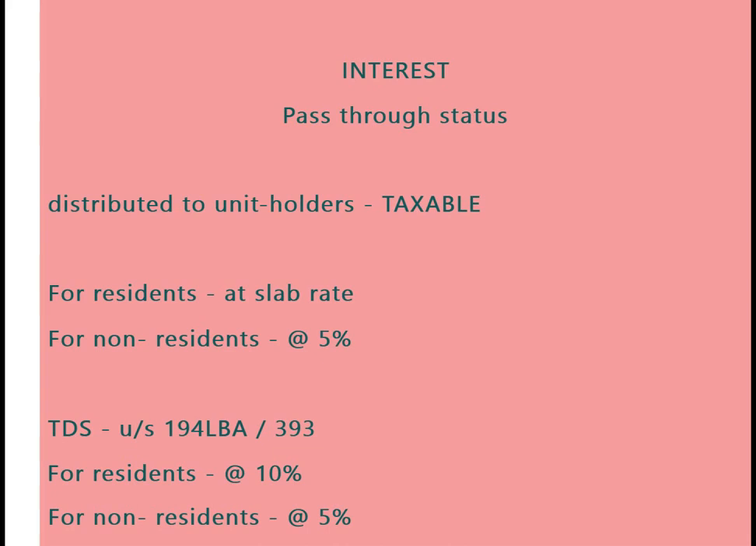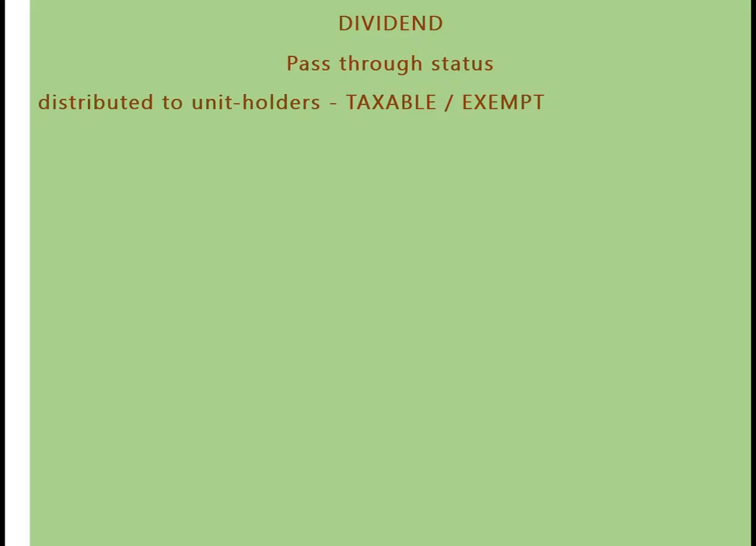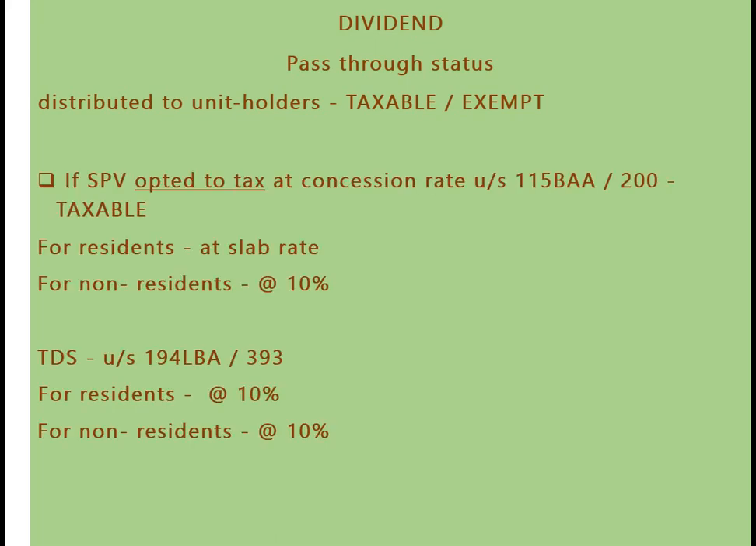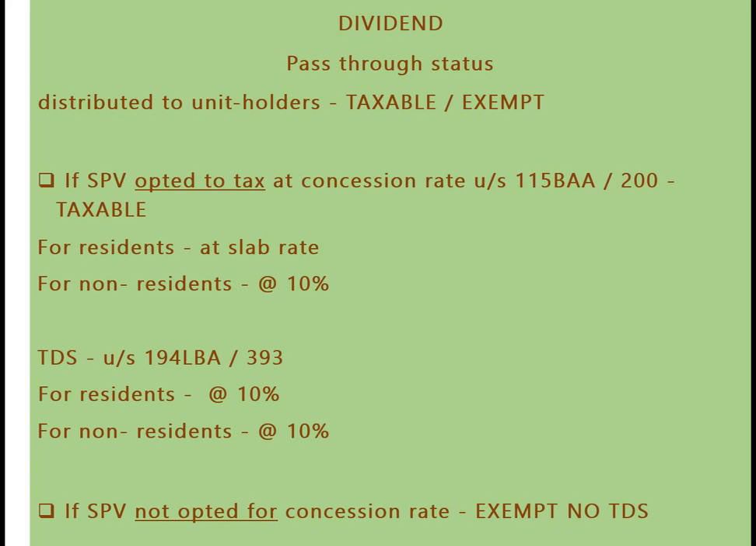Next, dividend. There are two options available here. If the SPV of the business trust opts for the concessional tax rate, then the dividend is taxed for unit holders. If it is not opted, it is exempt. This income achieves the pass-through status when the business trust receives this amount from the SPV. TDS is applicable only when the amount is taxable, and at 10%.